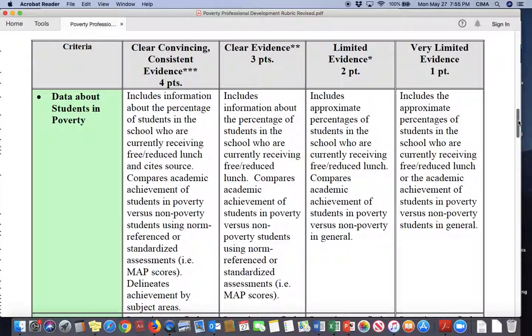Include information about the percentage of students and so on. Cite your source. So, you can probably find that from, if you're in Kansas, the KSDE website. If you're in other places, I'm sure that your state has resources like that also. Your school may have that information in particular, but cite your source. And then how do students in poverty compare academically to other students? Use some kind of standardized assessment for showing that difference.